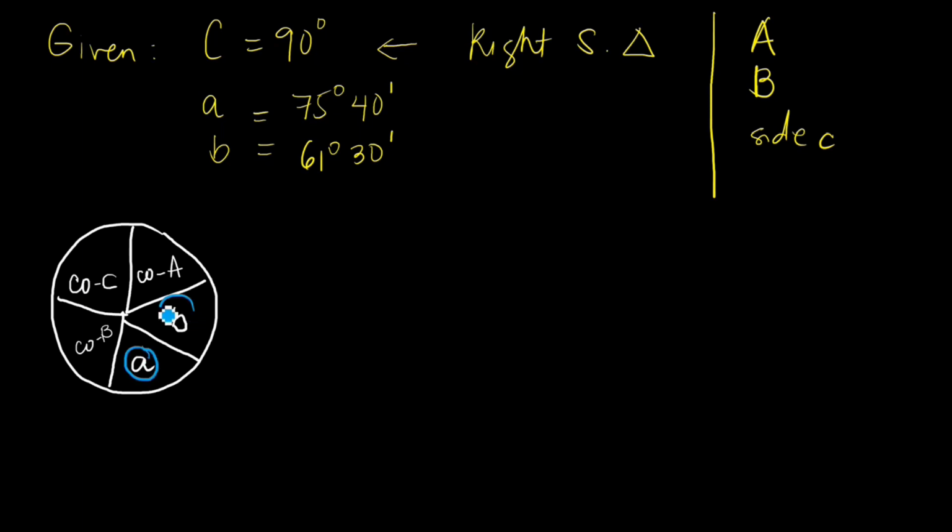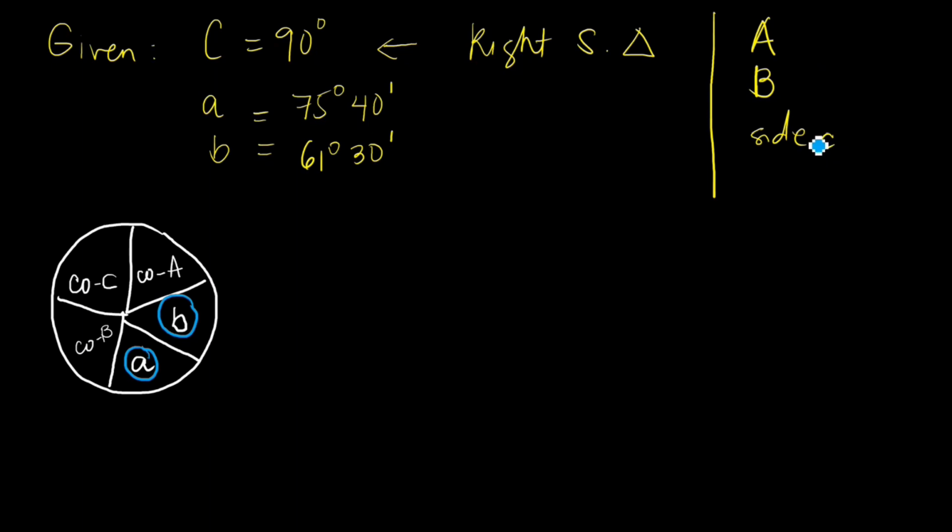Also, we do have side B. Okay, so with the two given parts, you try to solve any of the unknowns. So if you would like angle A first, angle B first, or side C first, it will depend on you, which one would you like.